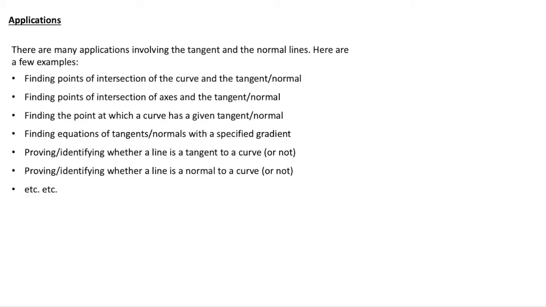For example, we might want to find the points of intersection of the curve and the tangent or normal. We might want to find points of intersection of the axes with the tangent and the normal. We might want to find a point where a curve has a certain tangent or normal. We might want to find equations of tangents and normals with a particular gradient. We might want to prove or find out whether a line is a tangent to a curve or not, and similarly whether it's a normal to a curve or not.